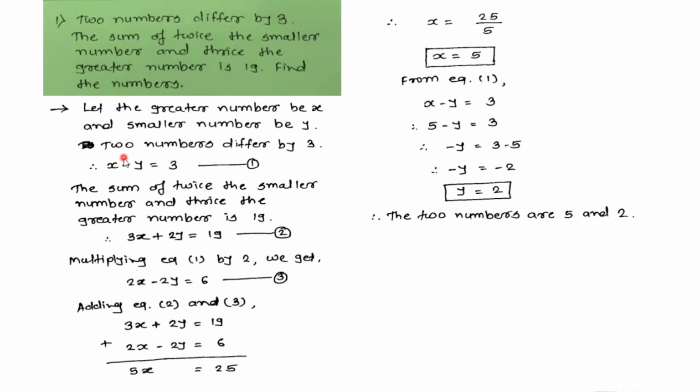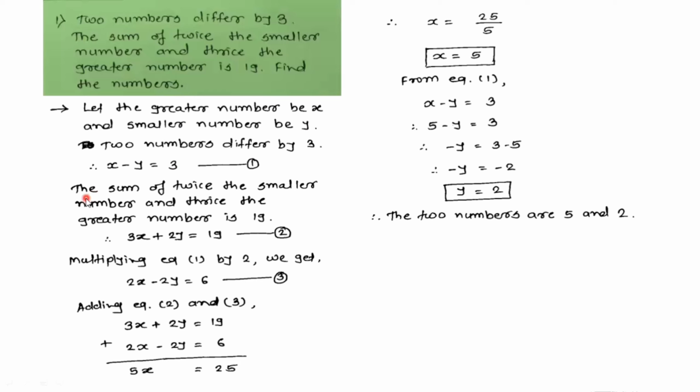Now as it is given that two numbers differ by 3, that means the difference between them is 3. That's why if we subtract the smaller number from the greater, we will get 3, that is x minus y is equal to 3. So this is the first linear equation in two variables. Now we have to find another equation so as to solve those two equations to get the values of x and y.